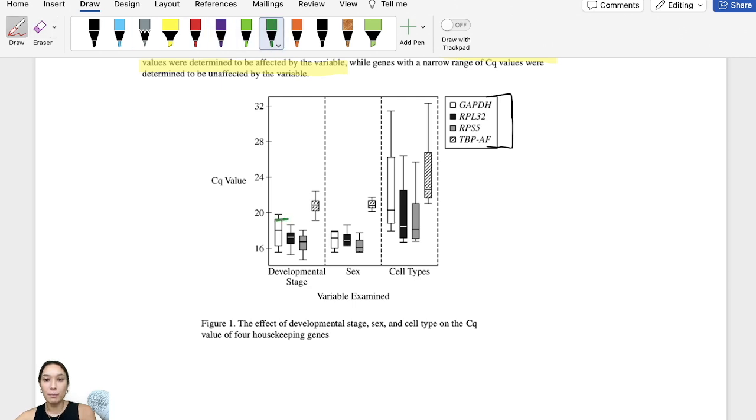This top part of the box is representing the first quartile. The bottom of the box is representing the third quartile. And these error bars here are representing everything past that. And everything past those error bars are going to be considered outliers. The line that is in the middle of these boxes are the medians, okay? So it's showing you the distribution of the data.